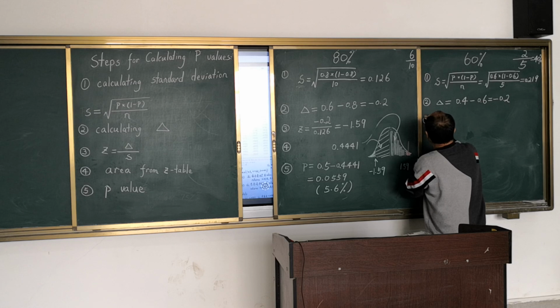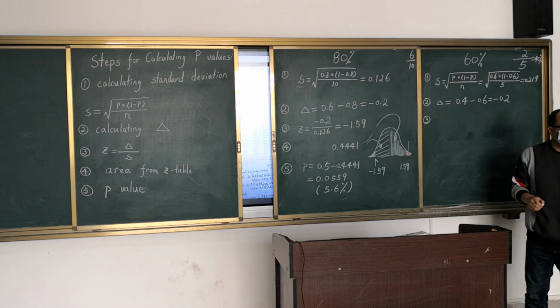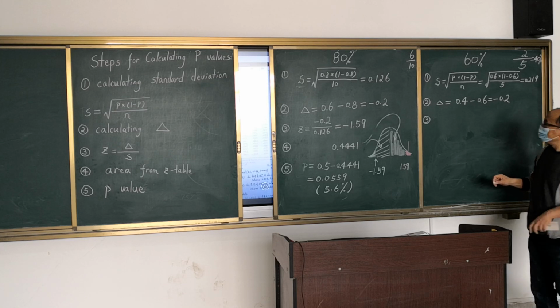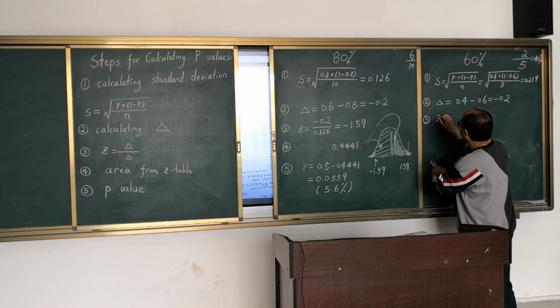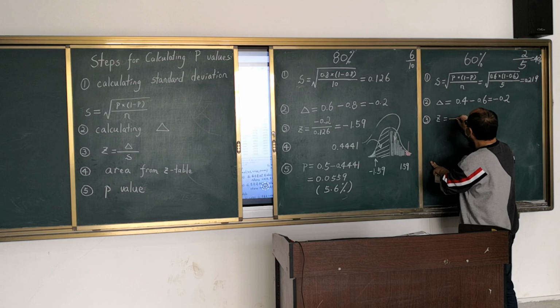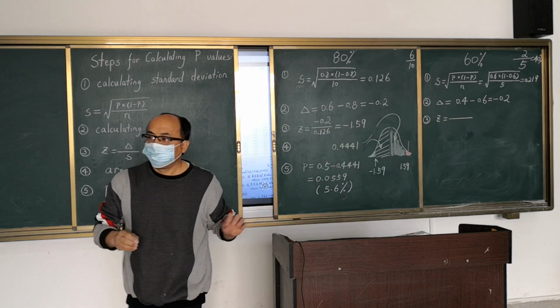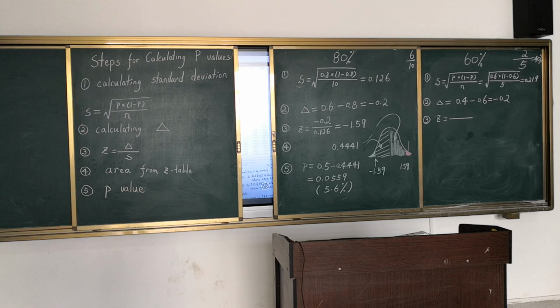And what's the Z score? Everybody got it? Z score. What's the Z score? Minus 0.9.